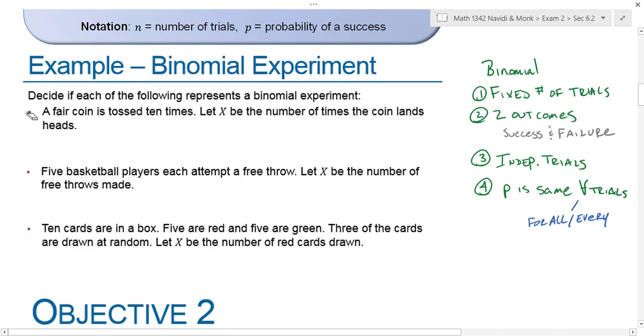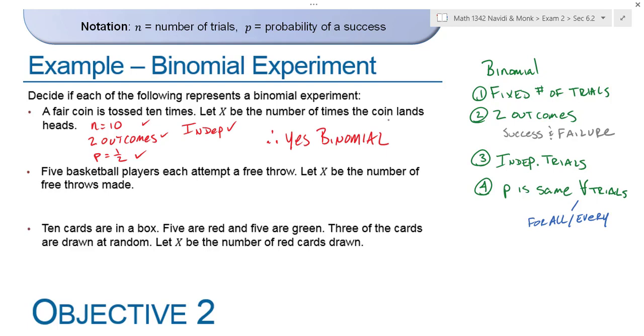Let x be the number of times that the coin lands on heads. Is this a binomial experiment? You want to say yes. Okay, why do you say yes? If it is yes, then we have to be able to identify all 4 of these things. All 4 of these conditions are met, so therefore yes, this is binomial.